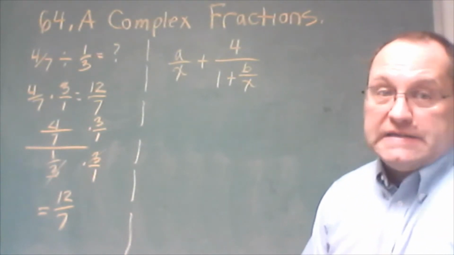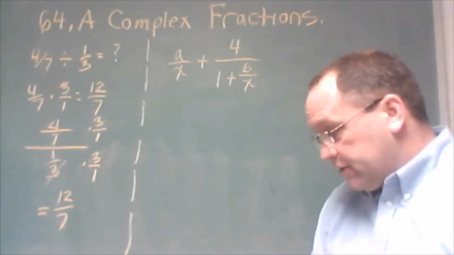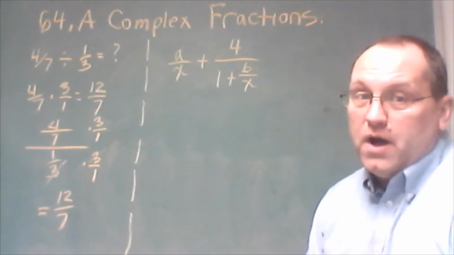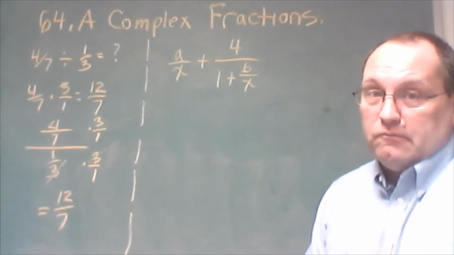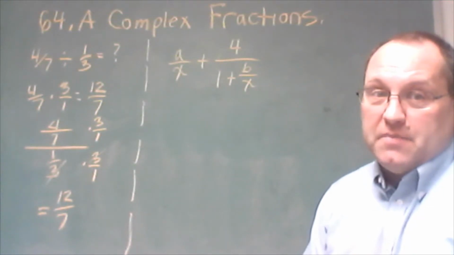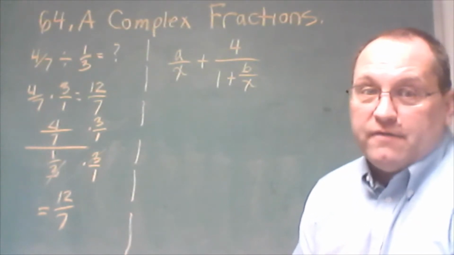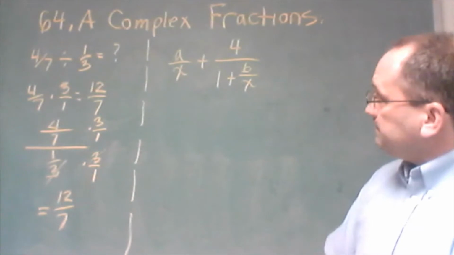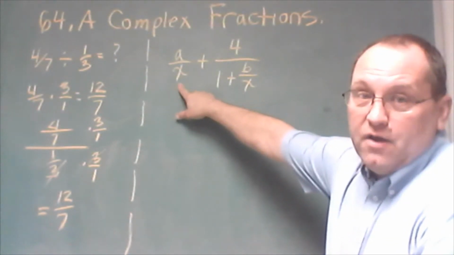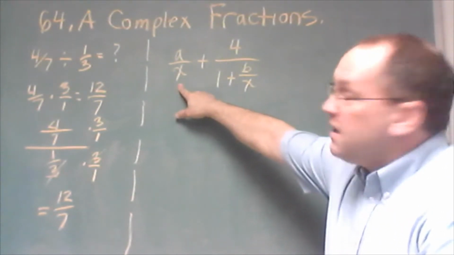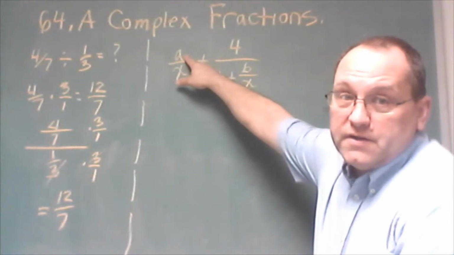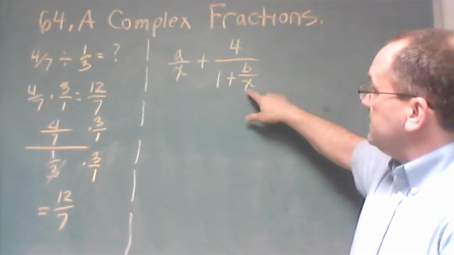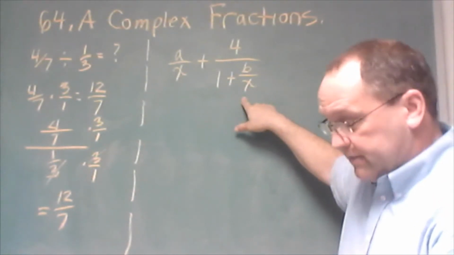Okay, so the book defines a complex fraction as a fraction that contains more than one fraction line. What does that mean? It simply means we have a fraction over a fraction. In this case, a over x is a simple fraction. We just have one expression in the numerator and one in the denominator. This here is a complex fraction.